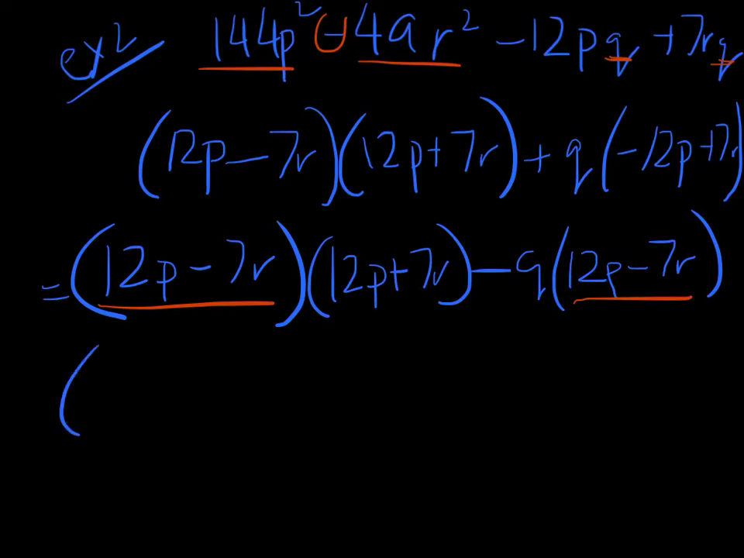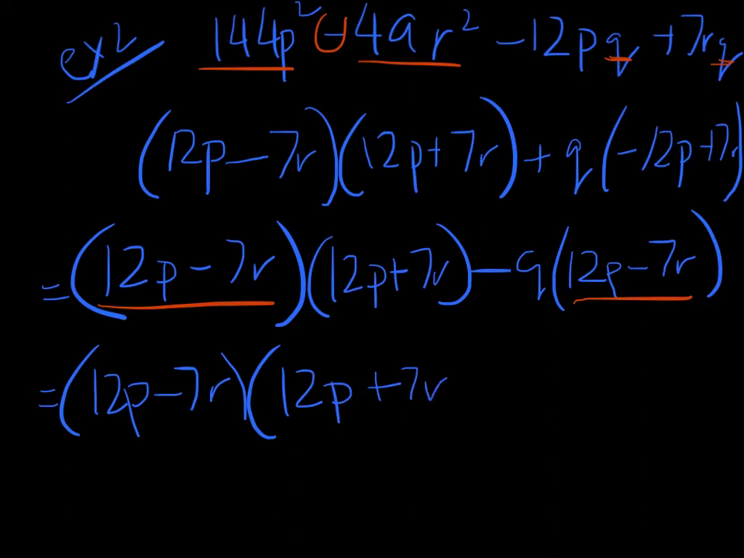And I've got 12p minus 7r. Now, this one you need to look at like a grouping. It's a confusing grouping, but it is there. This was multiplying itself by this and this. So what goes in the second bracket is 12p plus 7r minus q.